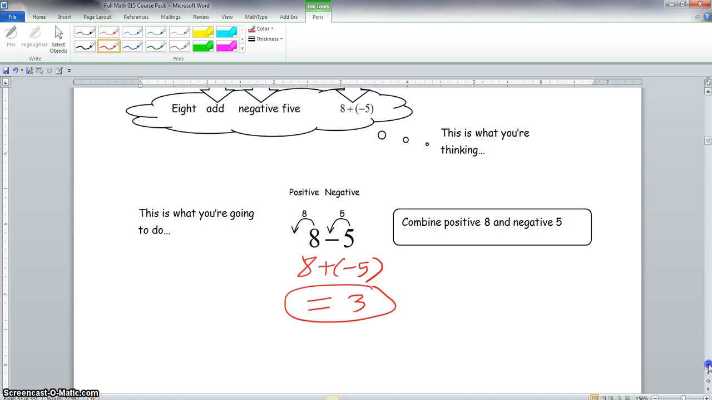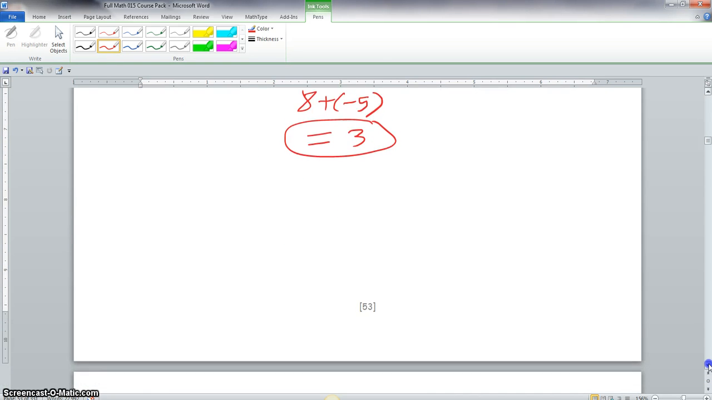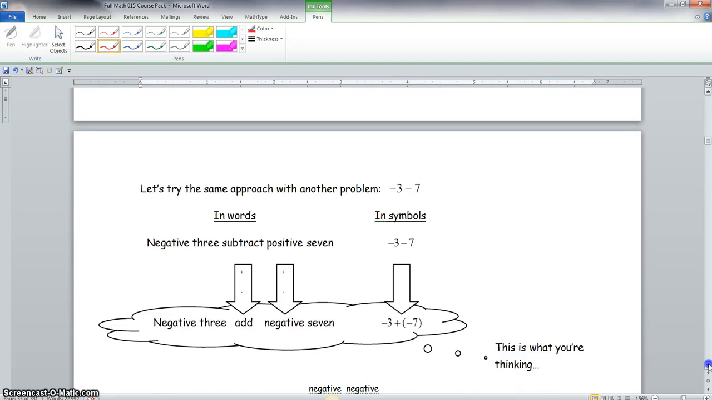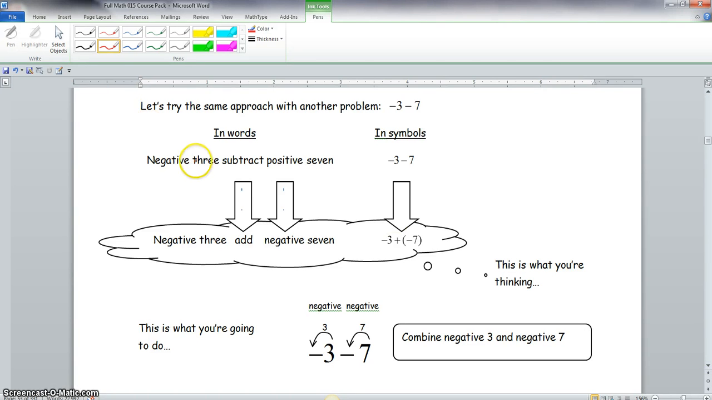Okay. Now, we scroll down here to the next page. It says, let's try the same approach with another problem. Negative 3 minus 7. Now it says in words, negative 3 subtract positive 7. And then in symbols, we will write negative 3 minus 7. Now we could rewrite this as negative 3 add negative 7. So it would be negative 3 plus negative 7. This is what you're thinking.